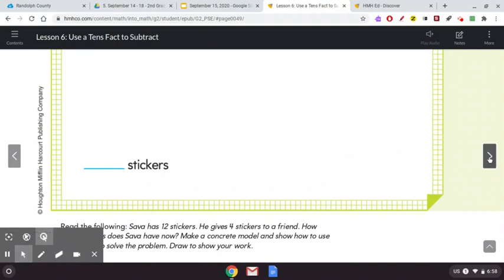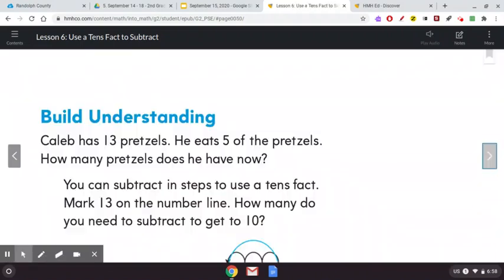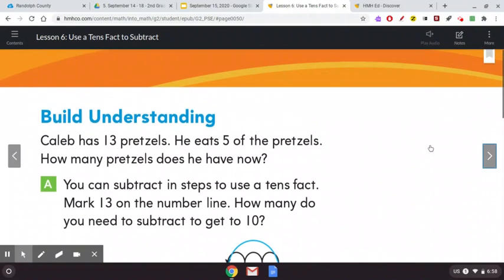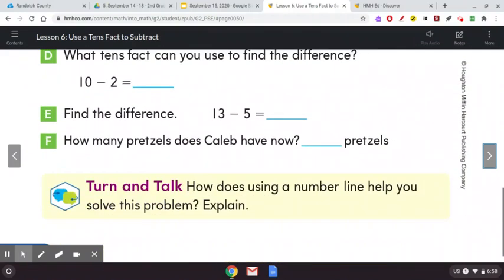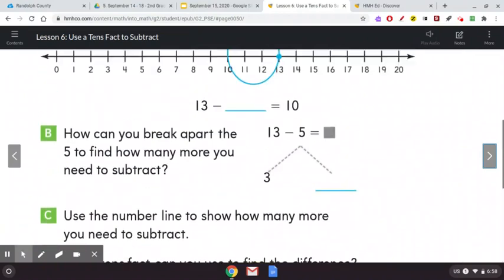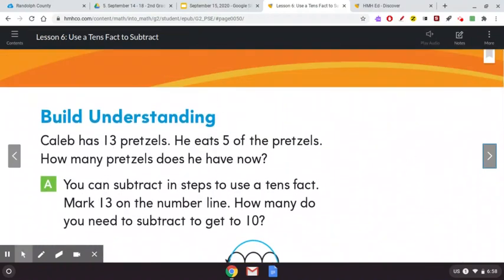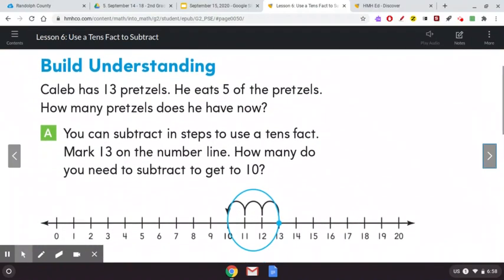All right, let's continue. So that was page 29. Now we're headed to page 30. This one has build understanding at the top, and it has a number line. Okay, so we're on page 30. I wanted to show you the page number. All right, let's get started.